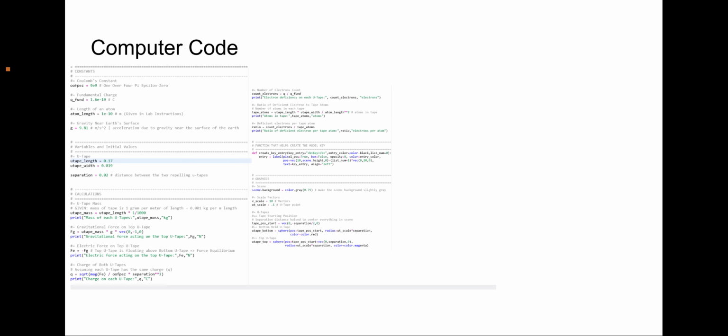Here's the computer code to show all that I just said, as well as to make the vectors with computer graphics using the calculations made.